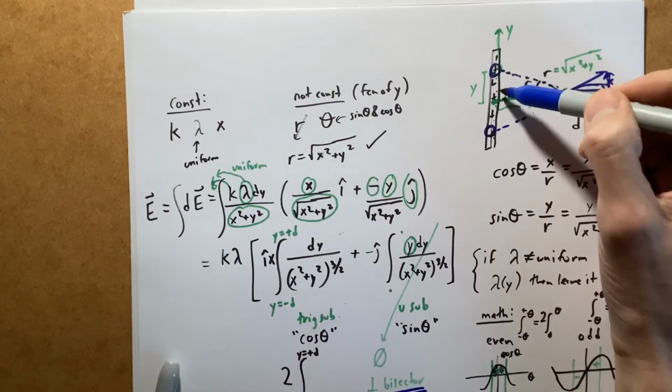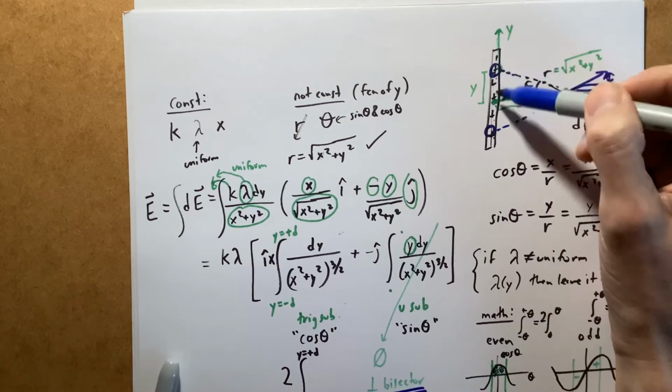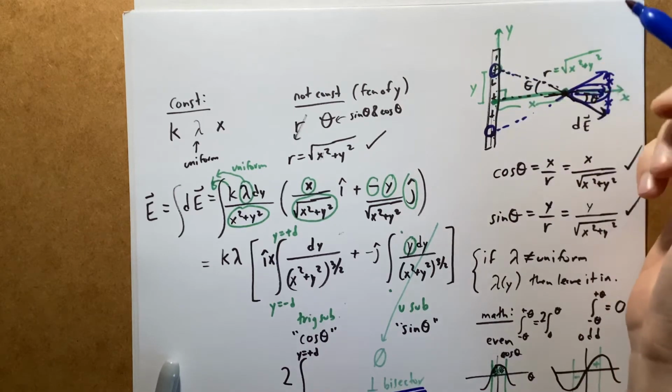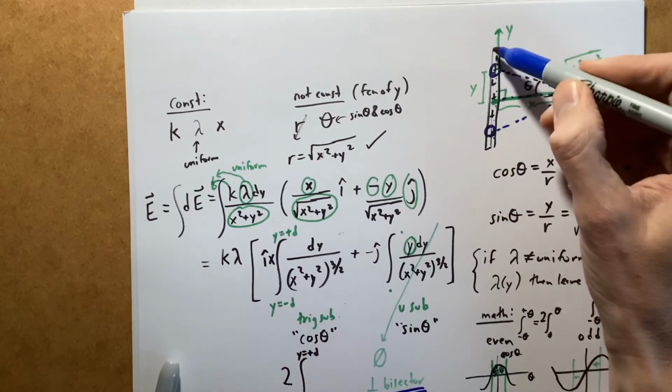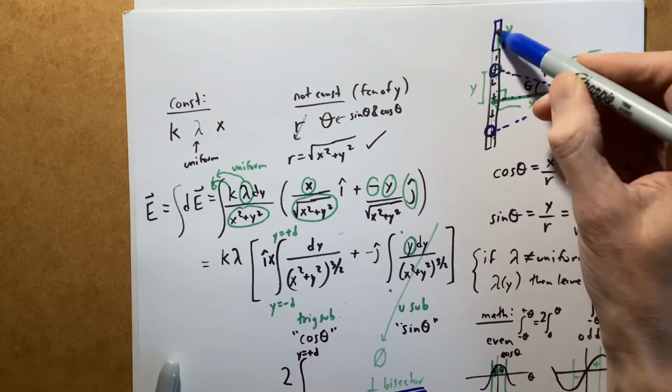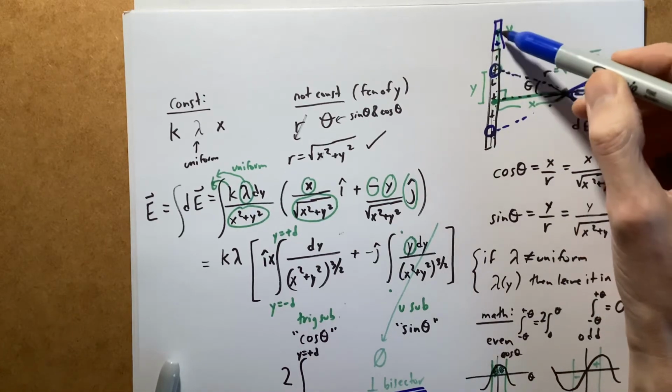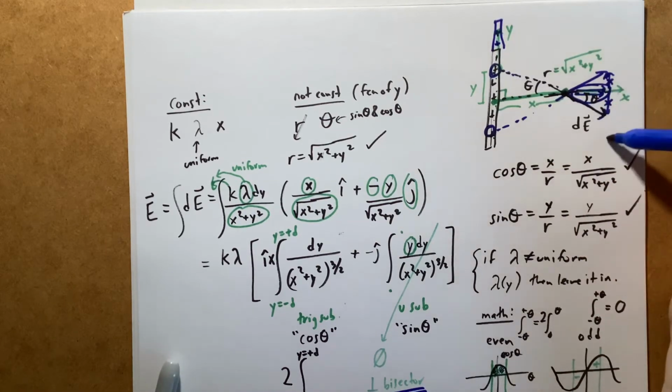It depends on there being just as much charge above the bisector as below the bisector. If the line went on much further this way, of course, then you'd have more dEs with a negative y contribution than positive, and you would end up with a y component to this electric field as well, okay?